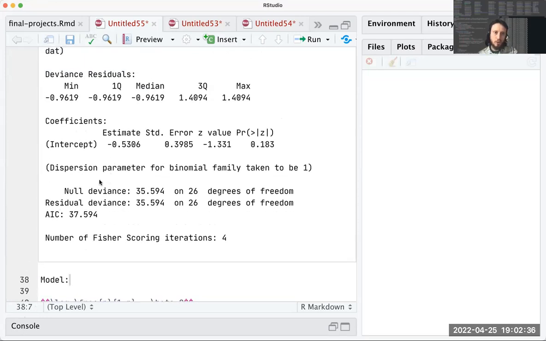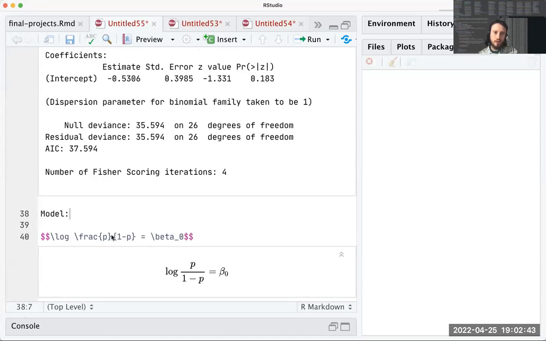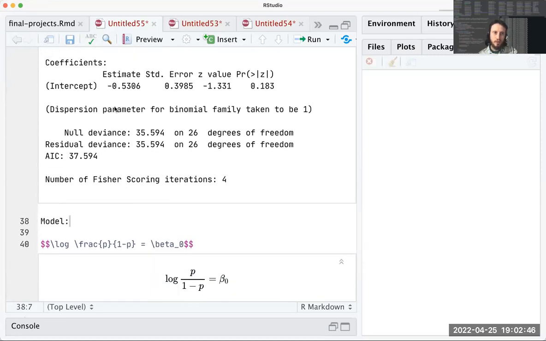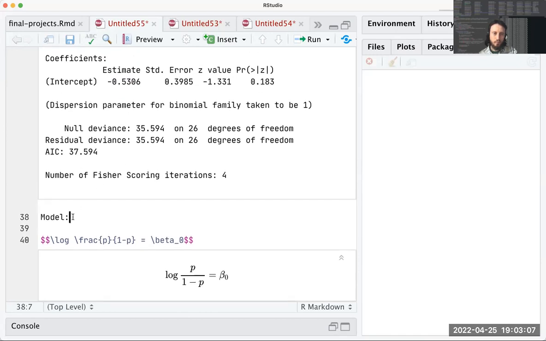Let us now try to use this estimate to reconstruct the value of p. What can you say about this number? What does it correspond to in this formula? Which value does this number, the estimate of an intercept, correspond to? What is the corresponding number here?